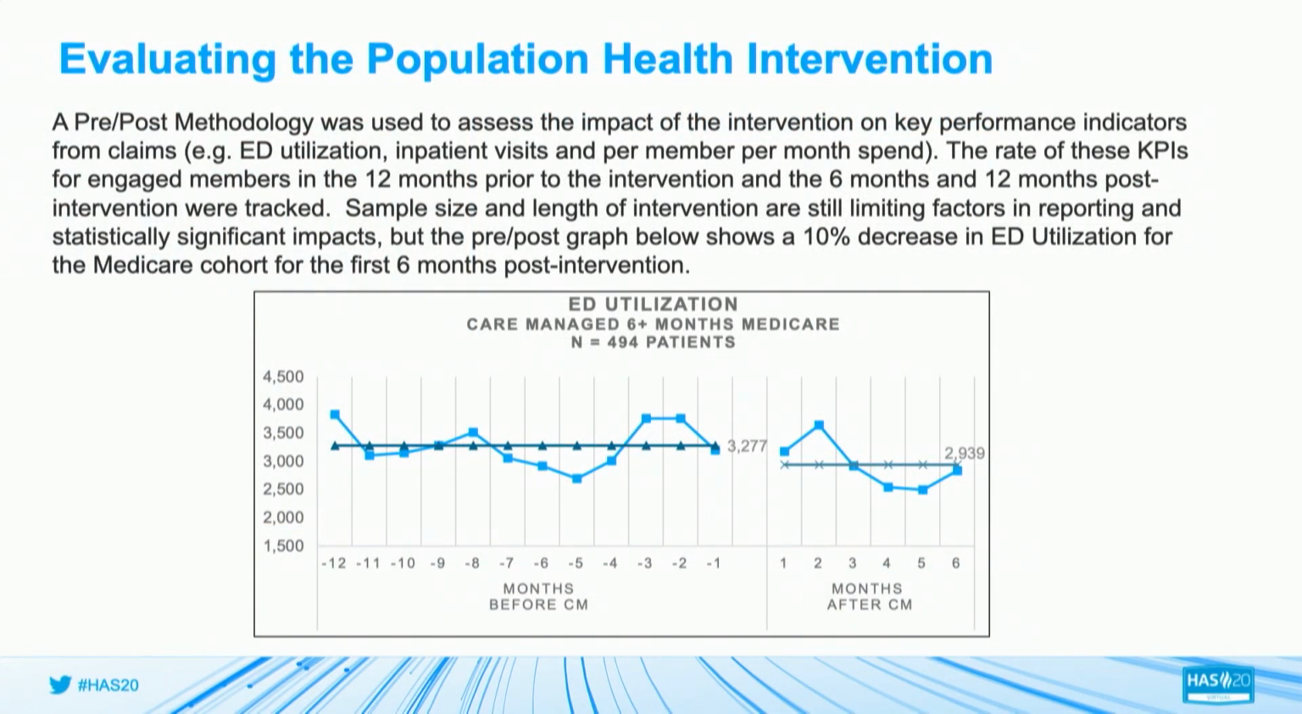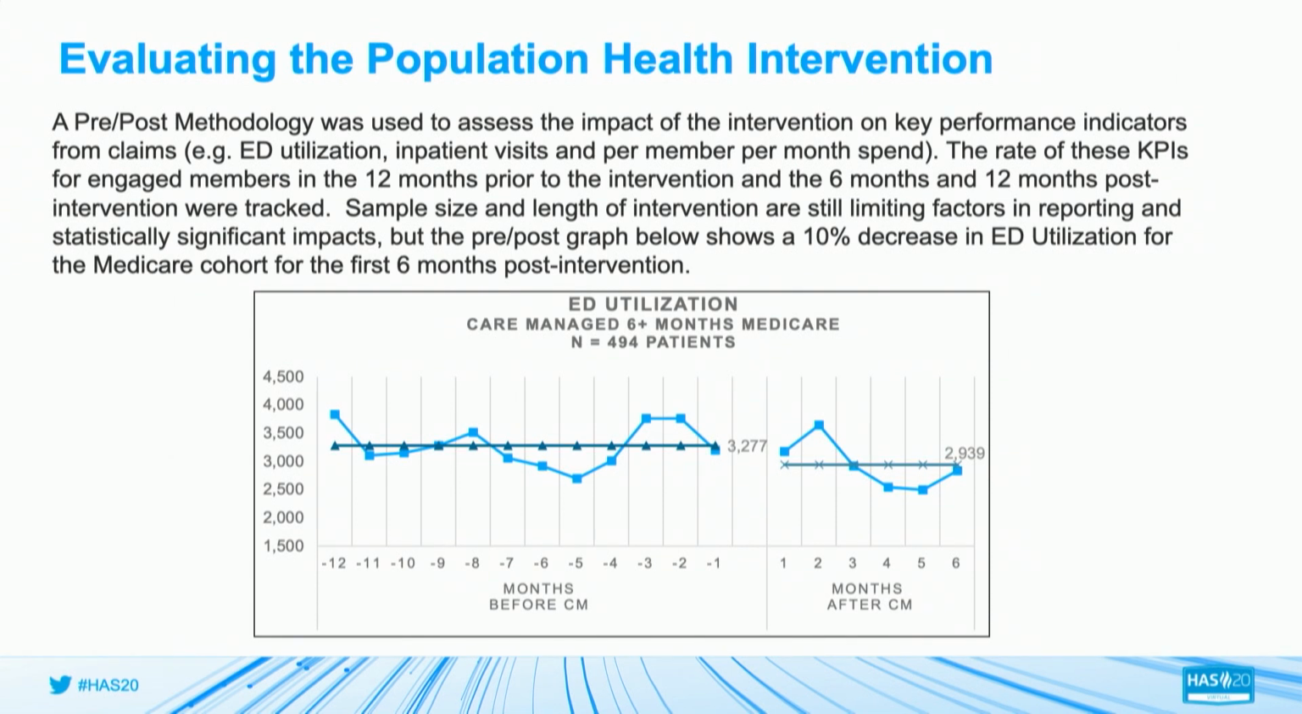So for our initial evaluation, we're using a pre-post methodology. That means that we're really looking at that care managed date as the anchor date, and we're looking at the 12 months before and the 6 to 12 months after that engagement to see if we can see any differences in our key performance indicators. The main indicators that we're focused on right now are per member per month spend, ED utilization rates per thousand per year, inpatient admissions per thousand per year, and primary care engagement.